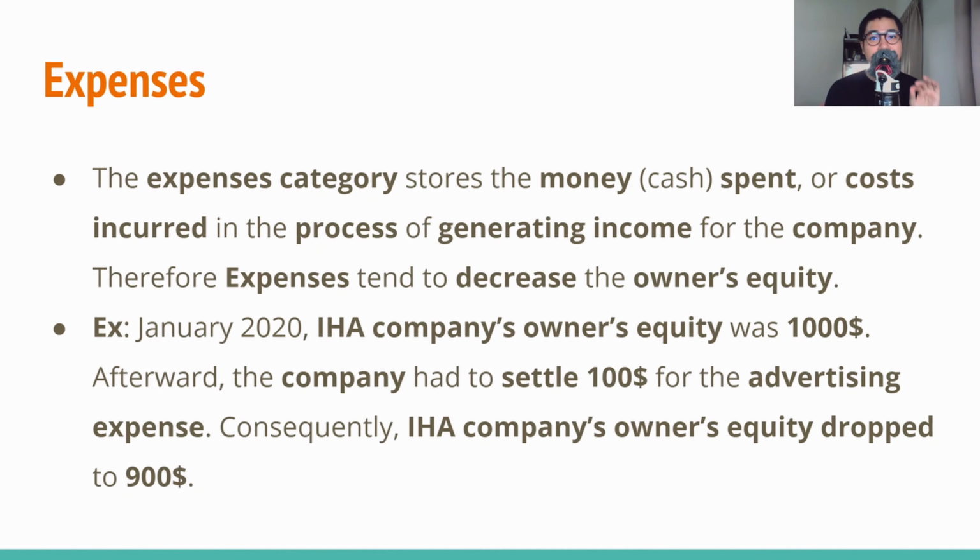The final is the expense category. The expense category stores the money spent or costs incurred in the process of generating income for the company. For instance, the IHA restaurant's quarterly revenues are 1,000. However, while doing business, the restaurant has been paying 100 for local advertisements. So the IHA restaurant owner's equity, or you can call it residual equity, is 900. Why? Because 1000 minus 100 equals 900. Therefore, expenses tend to decrease the owner's equity.